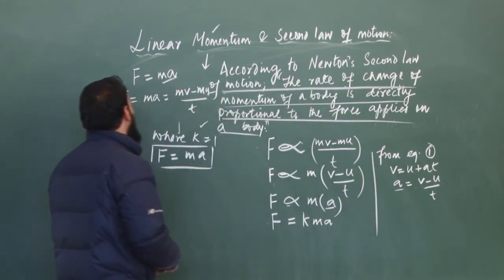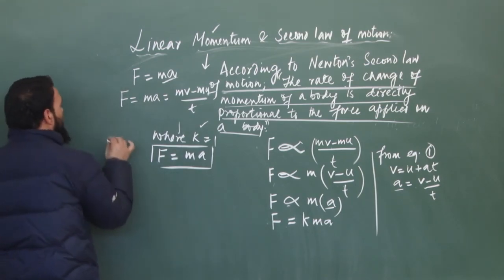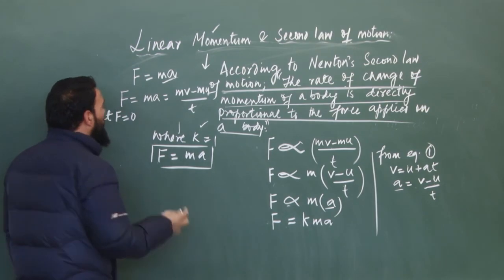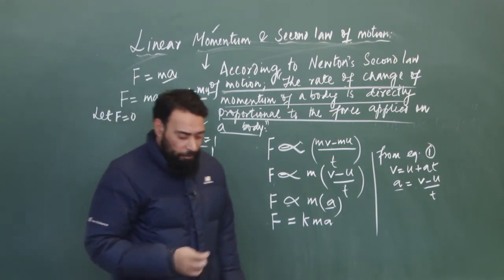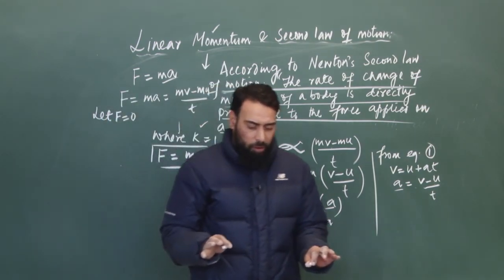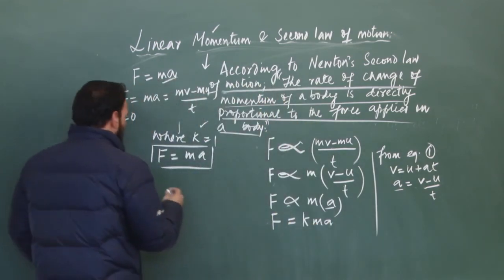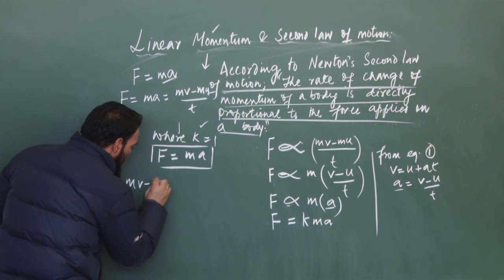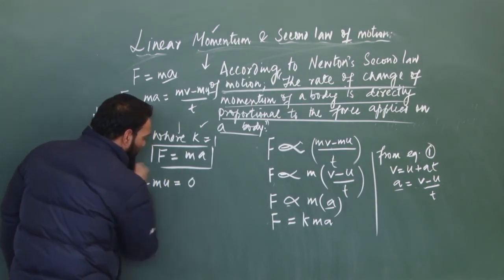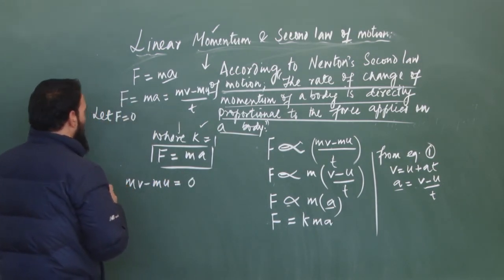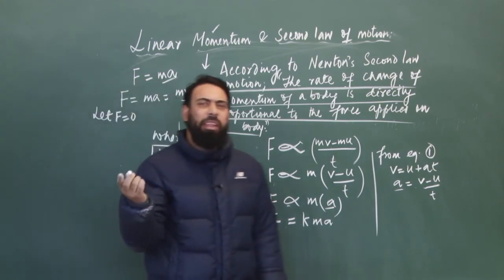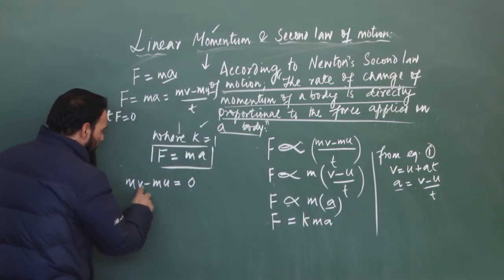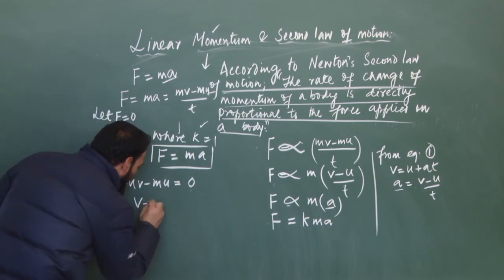If the force is 0, let F be equal to 0, then what will happen? If we do not apply the force on a body, then obviously mv minus mu is equal to 0. Take the time to be anything here. So 0 is equal to mv minus mu, that means v is equal to u.